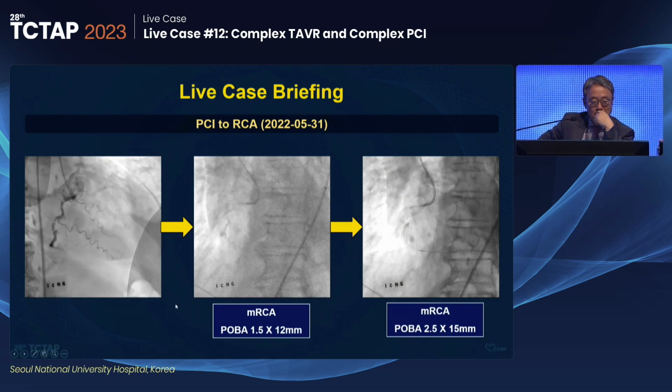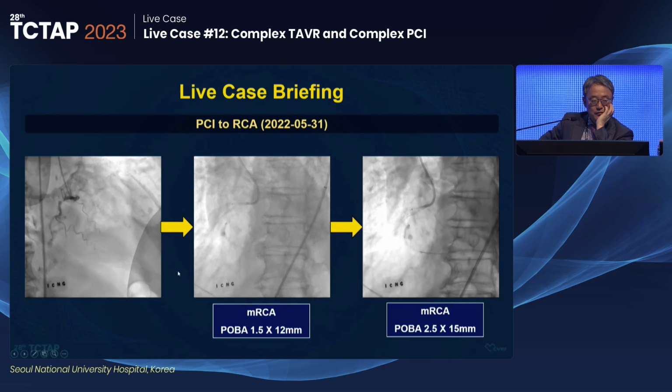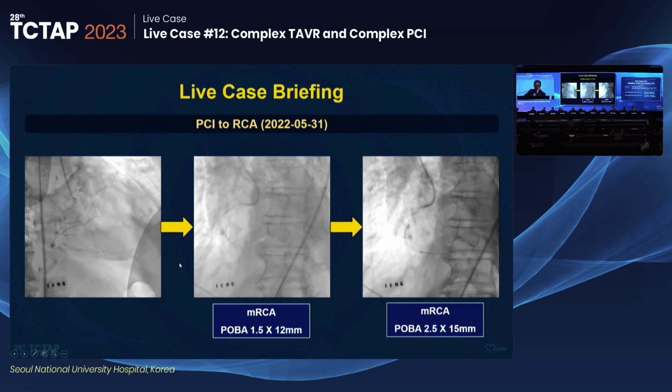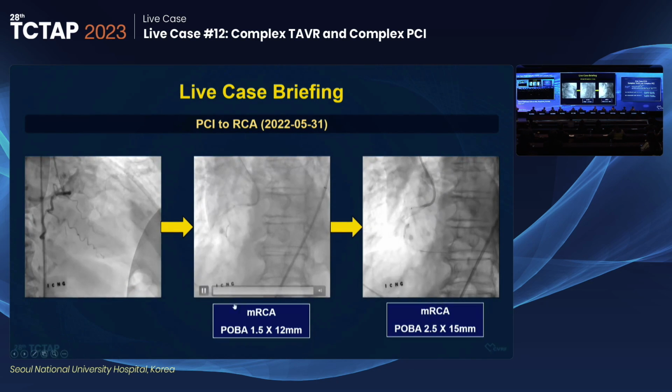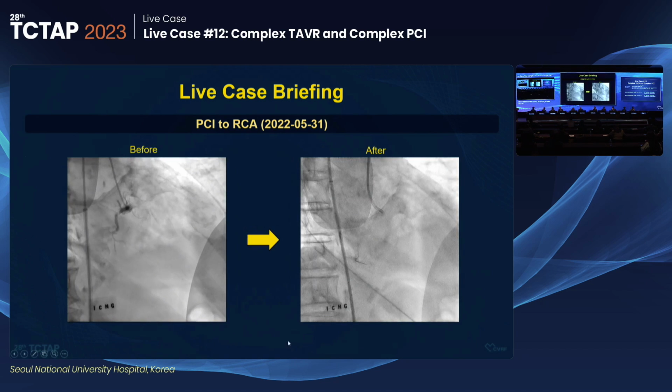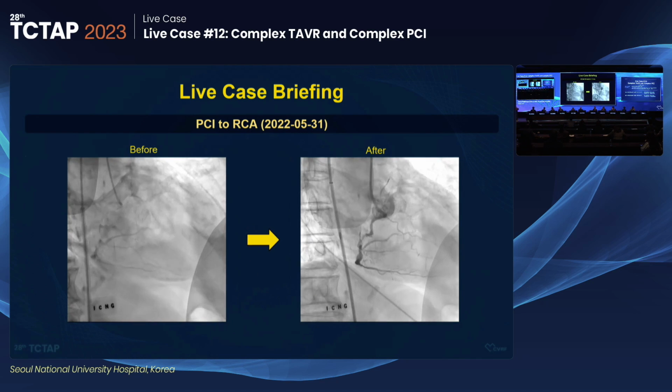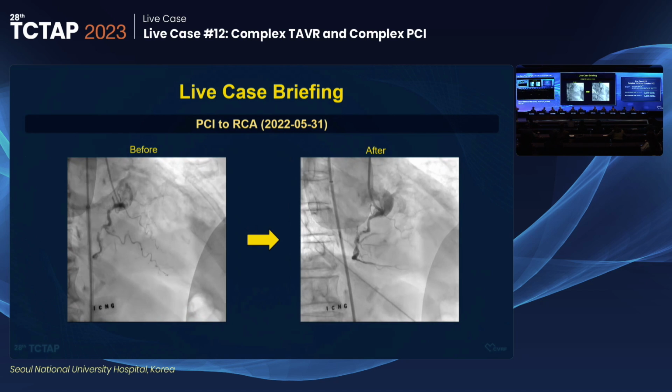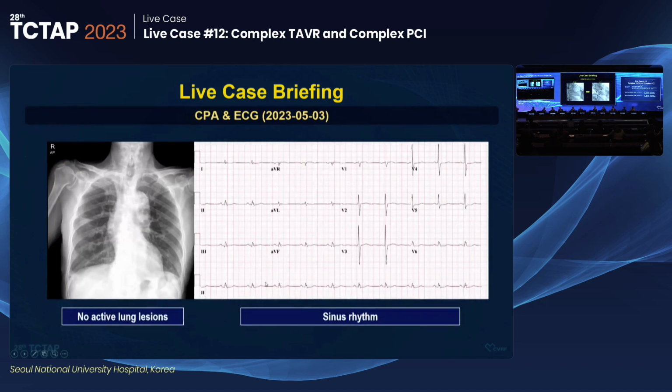Last year, Dr. Hwang treated this patient's mid-RCA with just balloon because it was impossible to advance a stent. Balloon is well expanded, as shown here. Then proximal RCA was treated with a stent, DES 2.5 by 15. Before and after RCA PCI last year: proximal RCA treated with DES, mid RCA just ballooning.